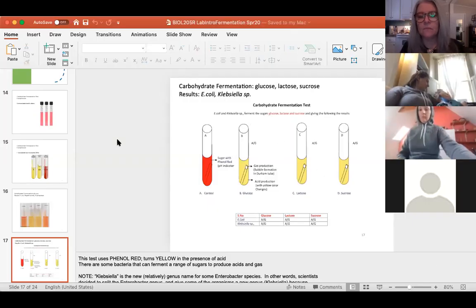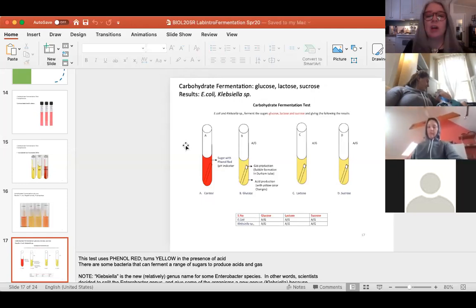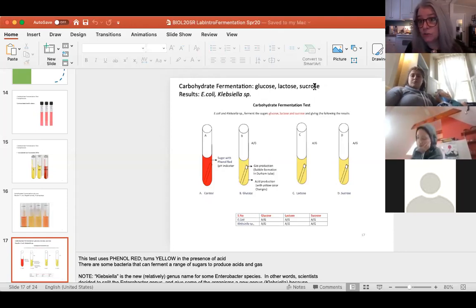Okay. So you can see at the top of this slide, it says carbohydrate fermentation: glucose, lactose, sucrose. So I've got 3 tubes that I've inoculated, and it says results. Anywhere on the slides that it says results, those are going to be the results that we analyze. So the first results are for E. coli and for Klebsiella.